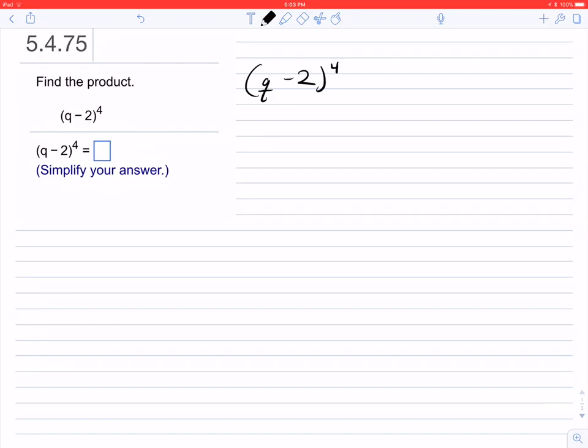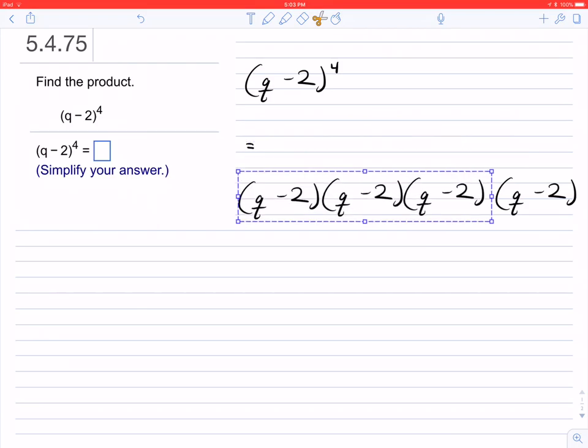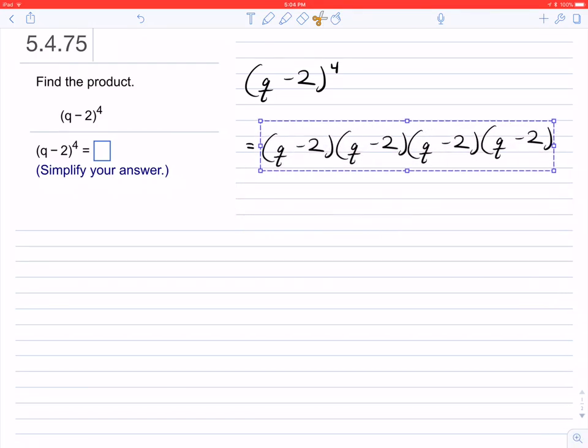Since the exponent is 4 just outside the parentheses, let's just do this. This thing in the parentheses is multiplied by itself 4 times. So there's the first one, the second one, the third, and the 4th. So you have this one thing multiplied by itself 4 times.